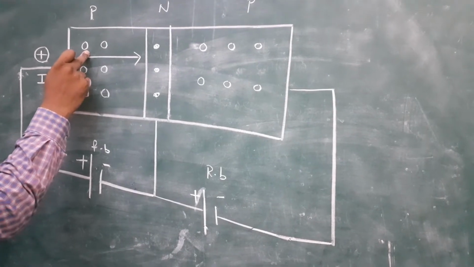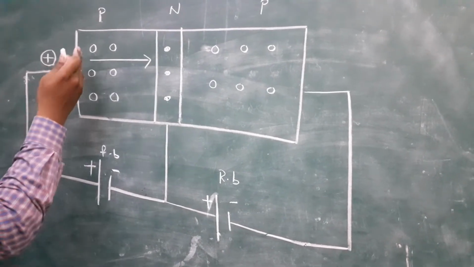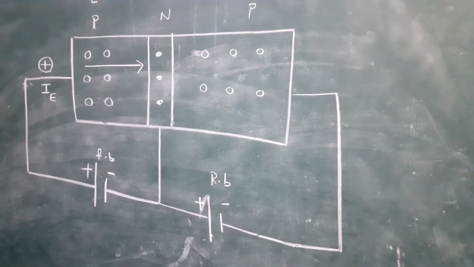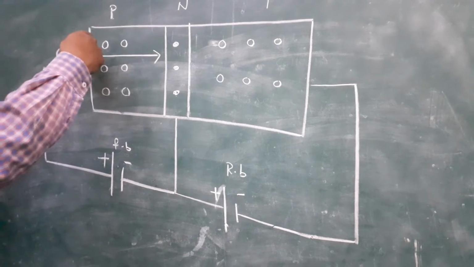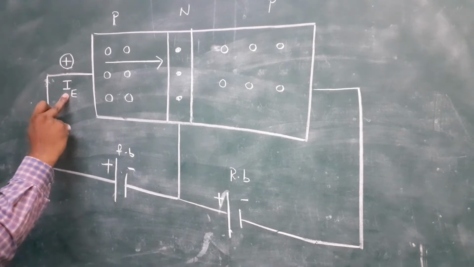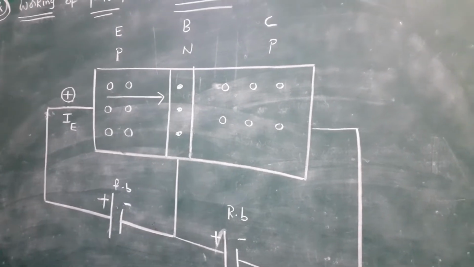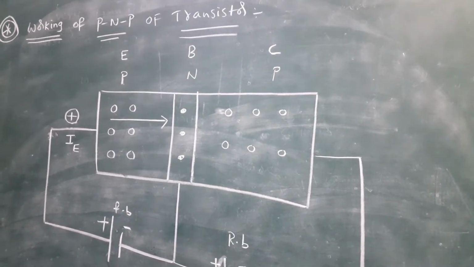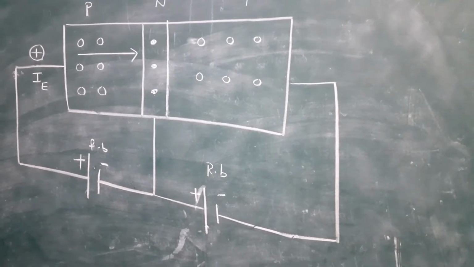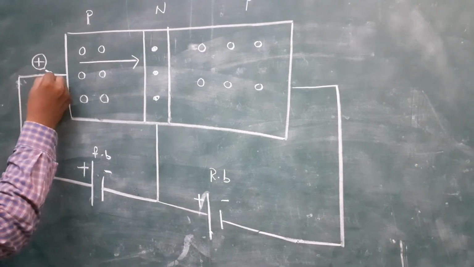Once again, holes in the emitter region are repelled by the positive terminal of the battery. So that's why holes move towards the base. Flow of charge is electric current, so this current is called emitter current IE. What is the direction of current? Current direction is always in the same direction as holes and opposite to the direction of electrons. Here, holes move in this direction, and the current direction is also the same, towards the right.